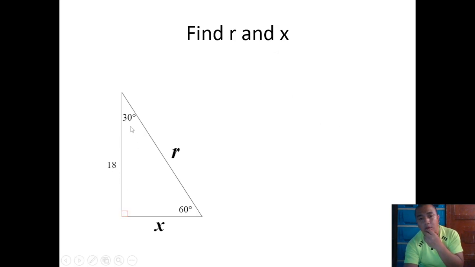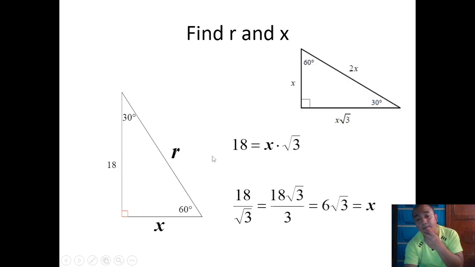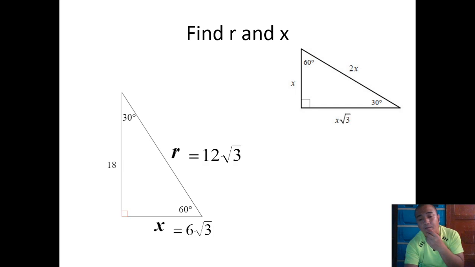Opposite of 30 degrees is x. Opposite of 60 degrees is 18. So, you divide it by square root of 3. So, 18 by square root of 3, rationalize. 18 square root of 3 over 3, or 6 square root of 3 is x. 6 square root of 3 is x, and here, times 2, 12 square root of 3. So 12 square root of 3 is the hypotenuse, 6 square root of 3 is x.